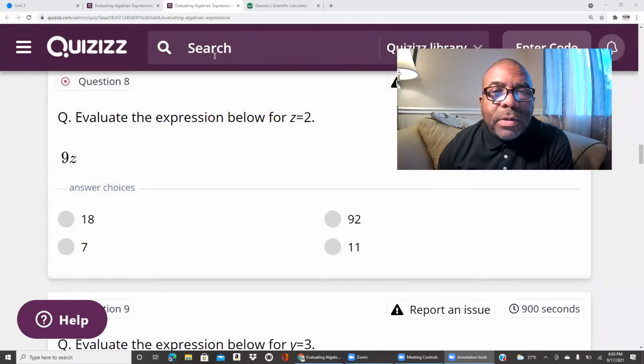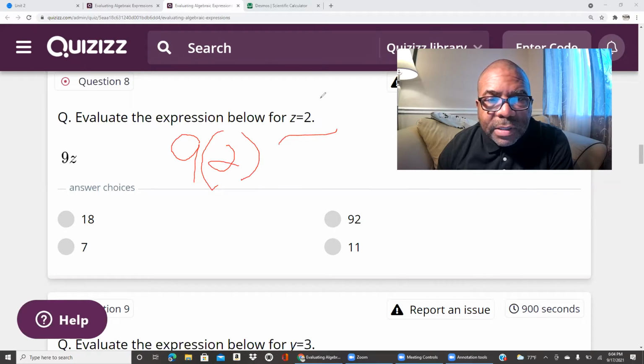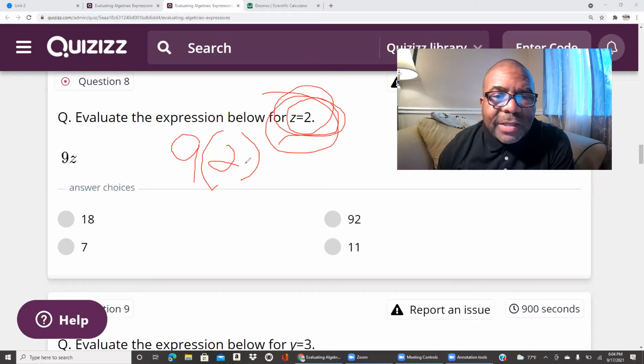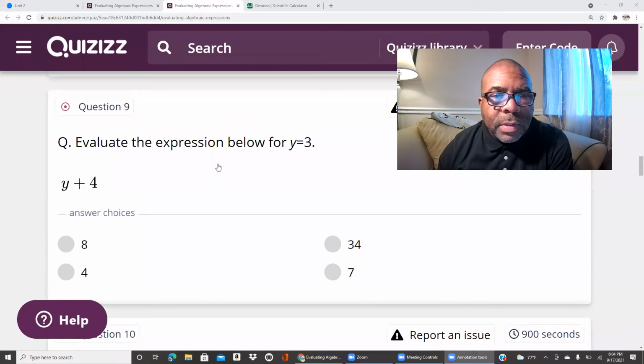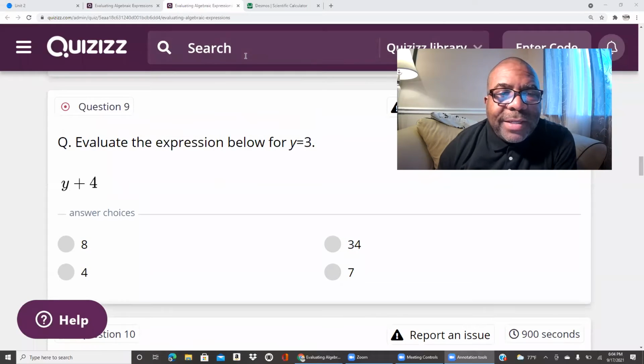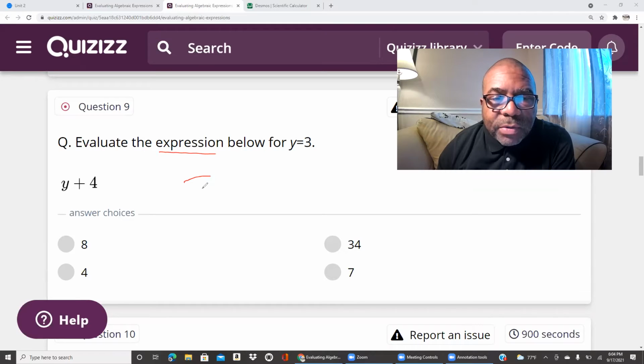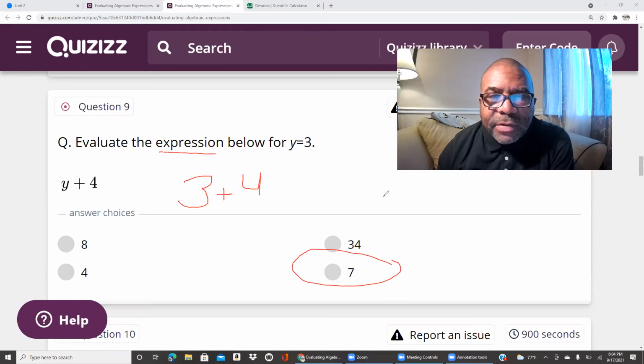All right, z equals 2. Good stuff. All right, so then we have 9 times 2. Remember, z is 2. So 9 times 2, maybe you know that one off the top of your head. The answer is 18. Good stuff. Let's go to the next one. Okay. Evaluate the expression below for y equals 3. So if y equals 3, then we're just going to say 3 plus 4, and that's 7. Okay, let's keep it moving.